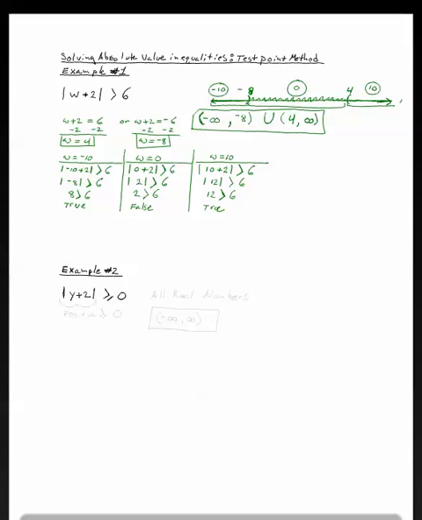In example 2, and remember with these absolute values you really want to look at the problem first. When we look at this problem, it says the absolute value, and we know that that absolute value will always be positive. So it says the absolute value is greater than or equal to 0. Well, a positive number is always greater than or equal to 0. An absolute value can't be any less than 0. So this is all real numbers.